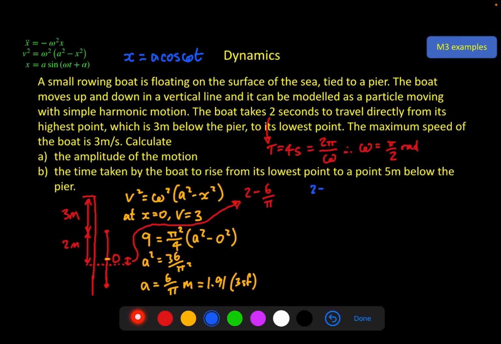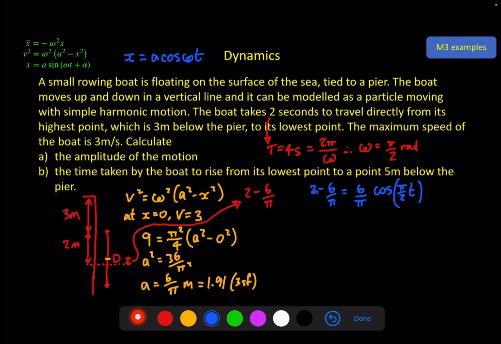So we've got x, 2 minus 6 over pi, is equal to a, the maximum distance away, 6 over pi, cosine omega, which we know is pi by 2, times t. So if I manipulate this slightly, pi over pi there, cancel this, we get 2 pi minus 6 over 6, and we can do the inverse cosine of that to get pi over 2 t, so t is 2 over pi times this. Putting all of that on my calculator gives me the answer 0.9699... So to three significant figures, 0.970 seconds for t.